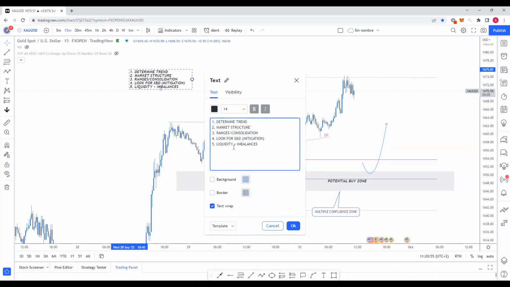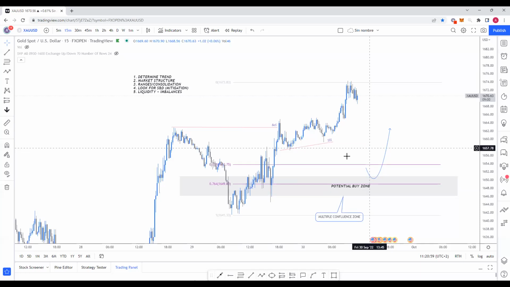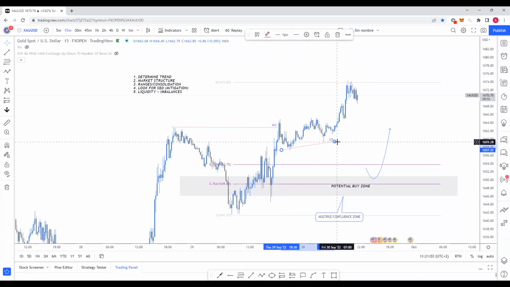The next component you're looking at is liquidity and imbalances, okay? In this case, we see this liquidity. Overall, the market structure is bullish, and we know that the best points to enter, taking into consideration the range, the market structure, the mitigation, the supply and demand zones, etc., is this area right here.